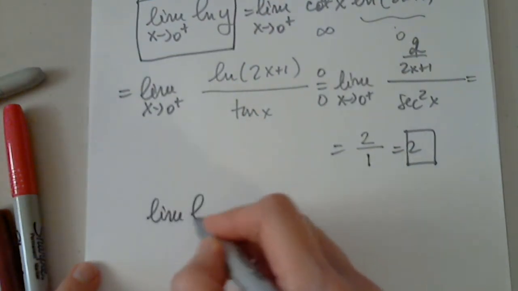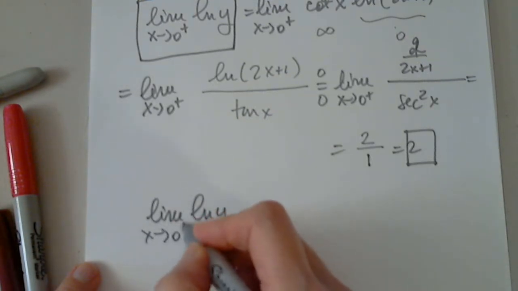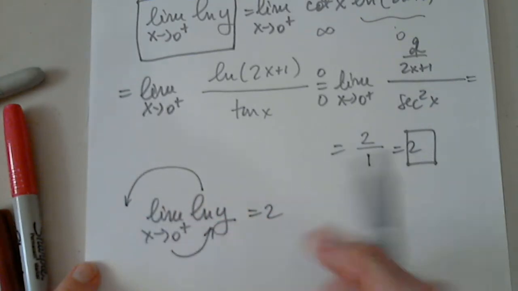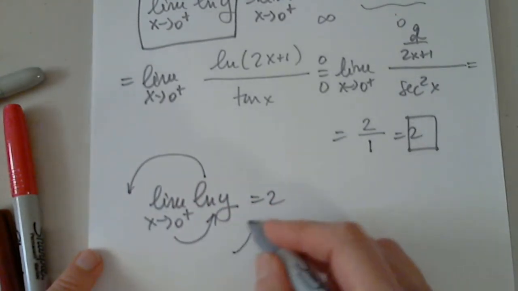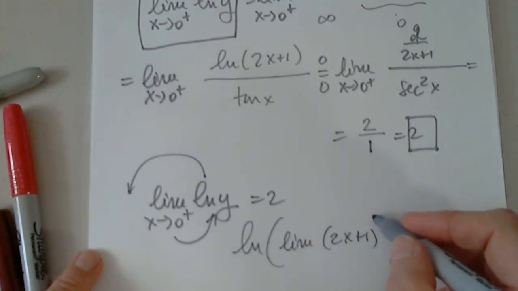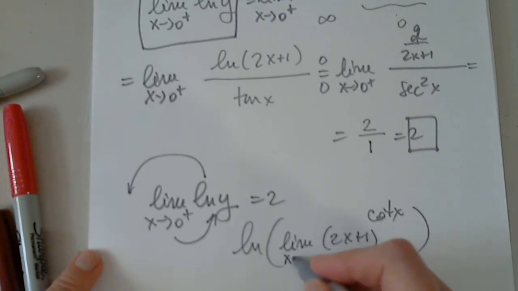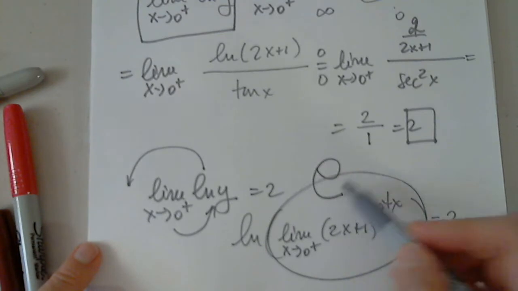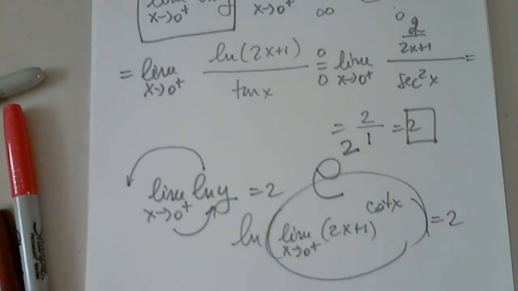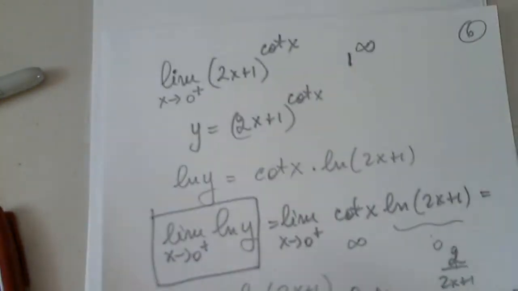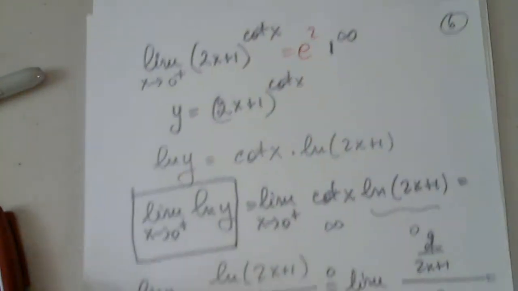Now you have to copy the beginning, and you have to copy the end separately. So this is the limit of natural log y as x approaches 0 from the right, and that is 2. And at this point, you swap. You have natural log of the limit of 2x plus 1, I'm replacing the y, raised to cotangent x, as x approaches 0 from the right, is 2. Well, this must be e squared. E to the second power equals this. So then you can go back and write that this is e squared.